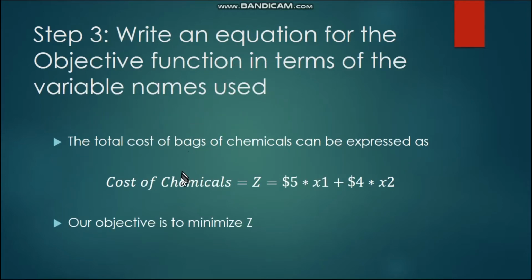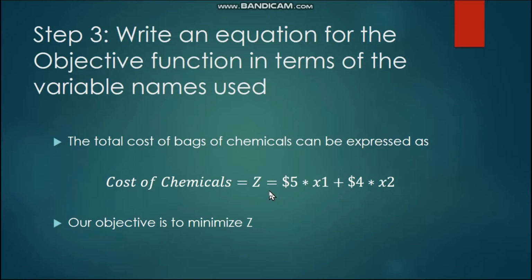Next, we write the cost objective function. The objective function is the function we're seeking to minimize or maximize or set to some certain value. In this case, we are using Z to represent that objective function, and Z is equal to $5 times the number of bags from manufacturer 1 plus $4 times the number of bags from manufacturer 2. So in total, this will be the cost of chemicals that we purchase. Note, X1 could be 0 or X2 could be 0, and in those cases we would have different costs. If X1 and X2 are 0, we will have 0 as the cost.